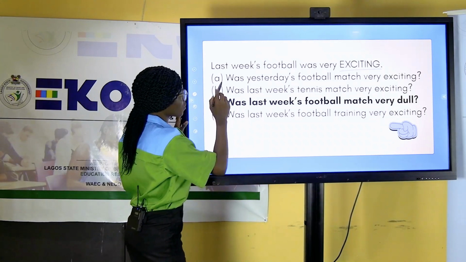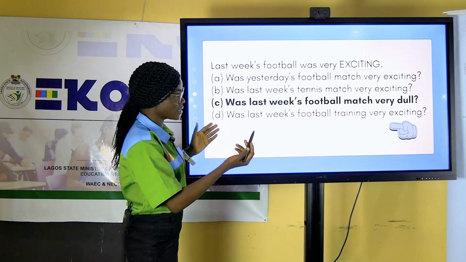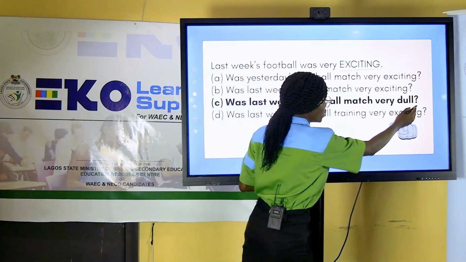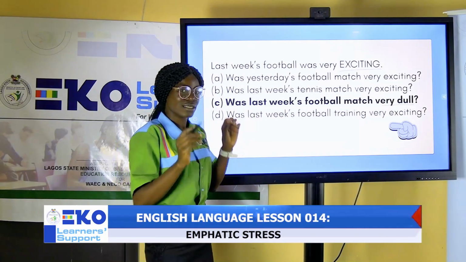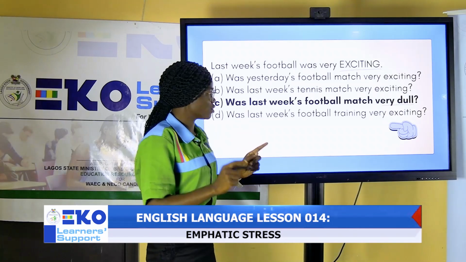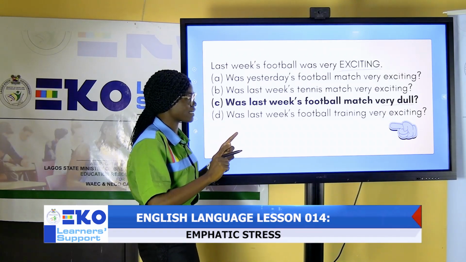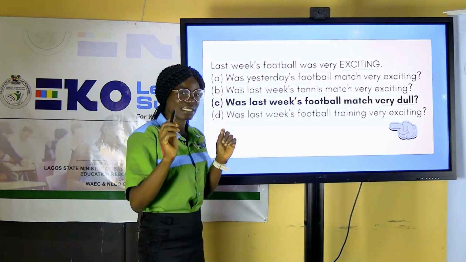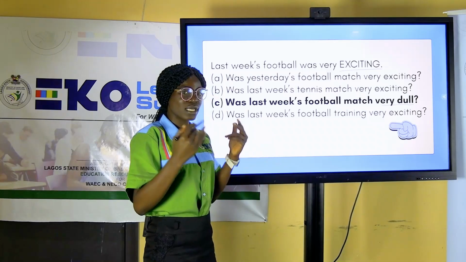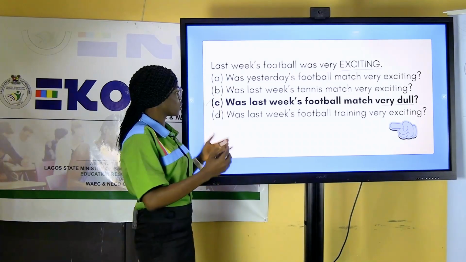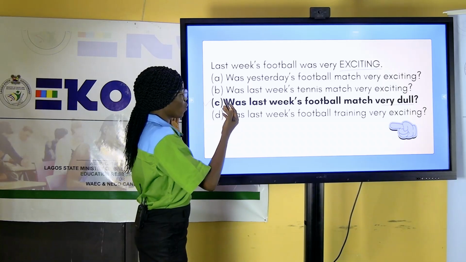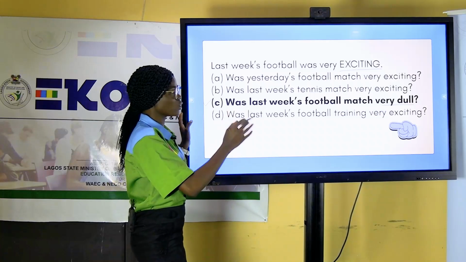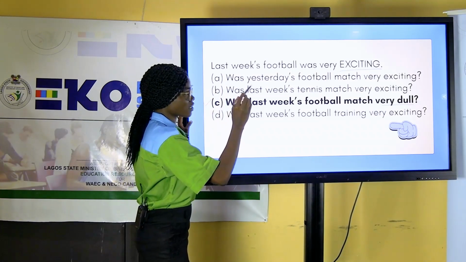So let's look at it. The first one, exciting is still there. Second one, we have exciting. And the third one, we have very dull, which contradicts what the speaker is drawing your attention to. Last week's football was very exciting, but option C says very dull, which means it contradicts the emphatic stress. When we look at option C, we say, was last week's football match very dull? You discover that very dull contradicts the emphatic stress.